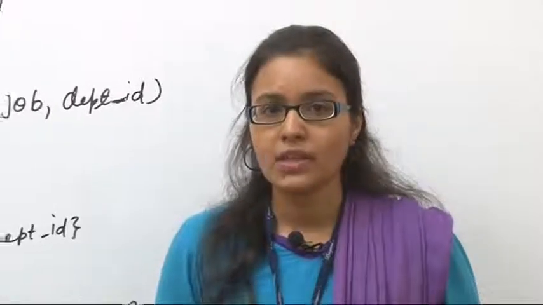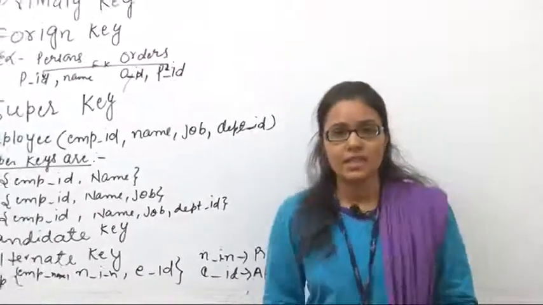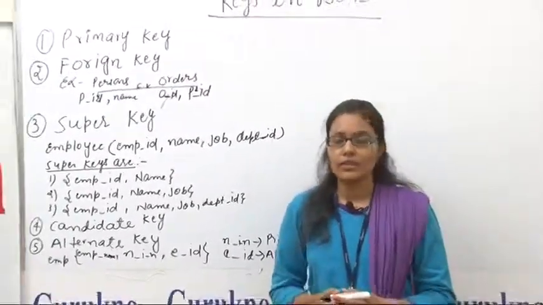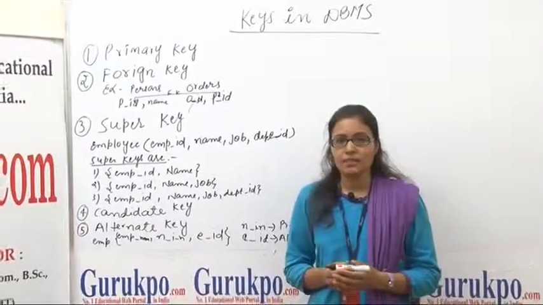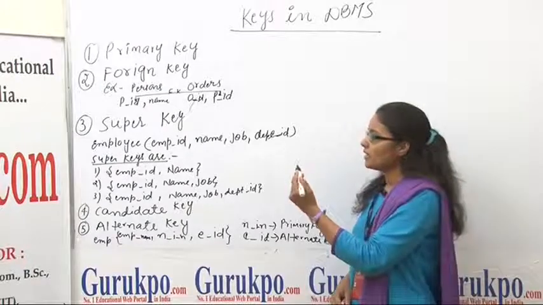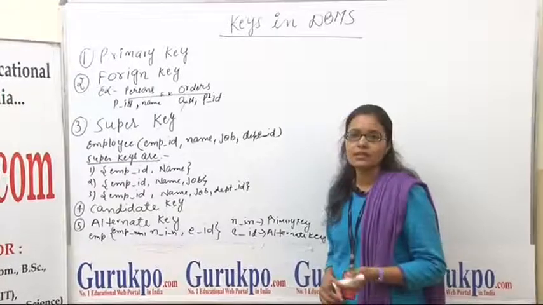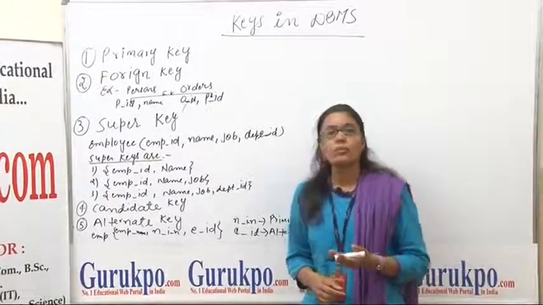Today I am here to present about keys in the database management system. There are so many keys available in the database management system. These are primary key, foreign key, super key, candidate key and alternate key. Now we will discuss one by one. Let us know about primary key.